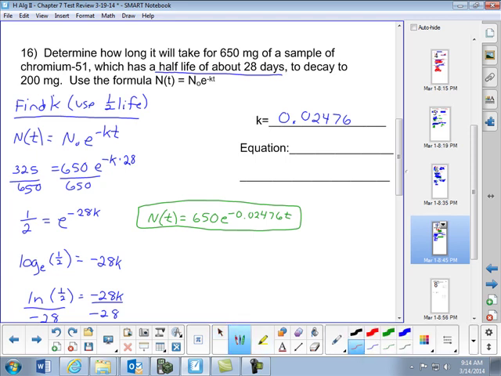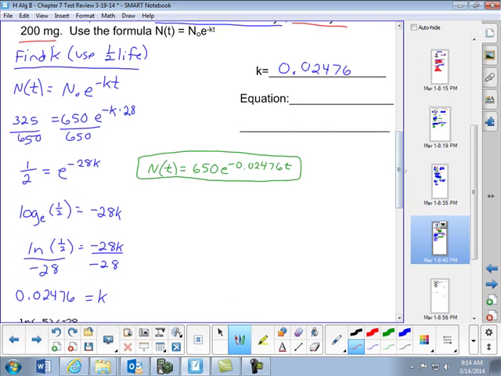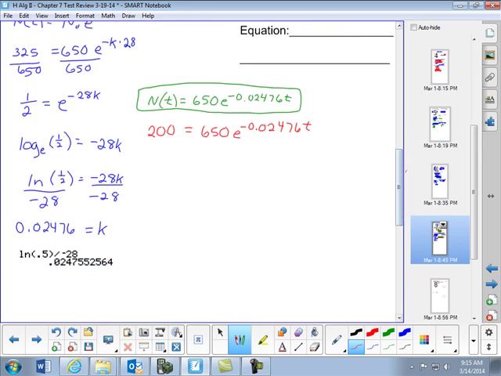The last part finally says, how long does it take it to decay to 200 milligrams? Well, that's our final amount, so we just plug it into our final amount. So we had 200 milligrams is what we want to know. How long does it take us to get there? We started with 650 times e to the negative, we know the constant is 0.02476 t. And to solve this, we're going to start by dividing each side by 650.